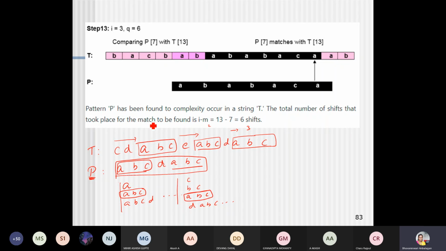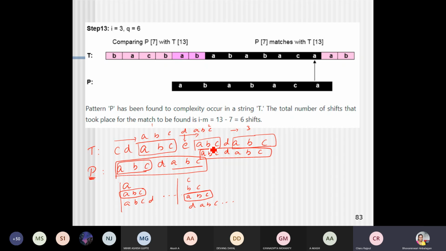Now I will place the pattern over the text: A, B, C, D, A, B, C. Here there is a mismatch. So I will shift my pattern and place it on the text in this position: A, B, C, D, A, B, C. Here, if you see, there is a match.